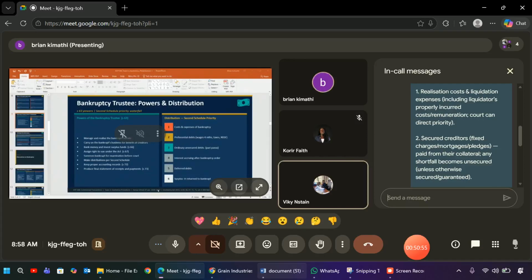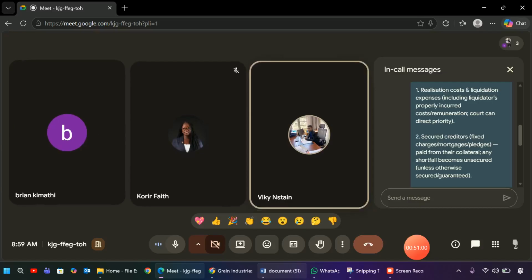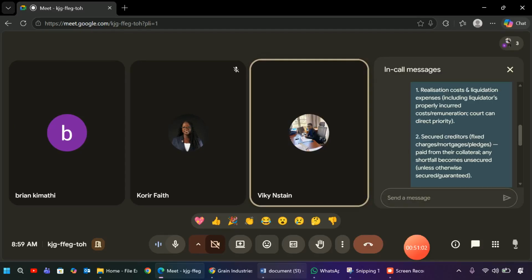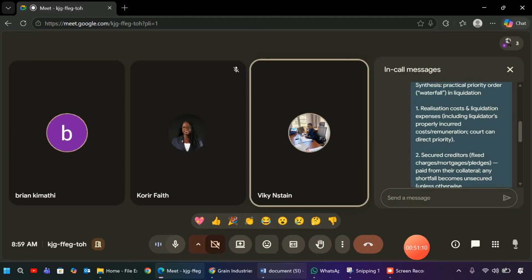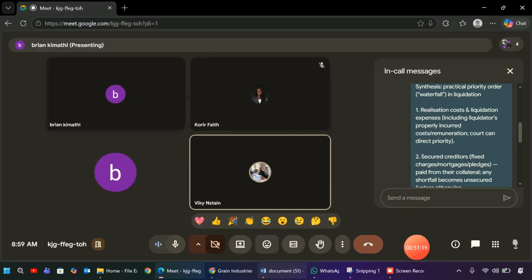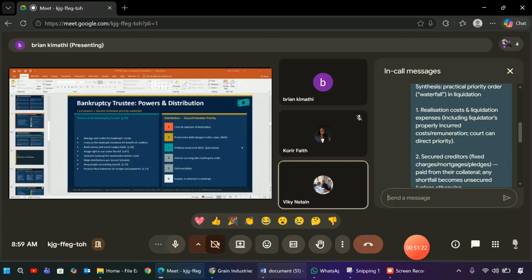For instance, number 1, as you see in the question: realization costs and liquidation expenses including the liquidator's property in card. You could take the slide up and use the chat box. Sorry, you could continue presenting there in the chat box. Realization costs and liquidation expenses, including the liquidator's cost or remuneration, where the court can direct priority. So in case CLE brings a liquidator who has not been paid, that is the number 1 thing to be paid, and the costs and expenses that run from that process.